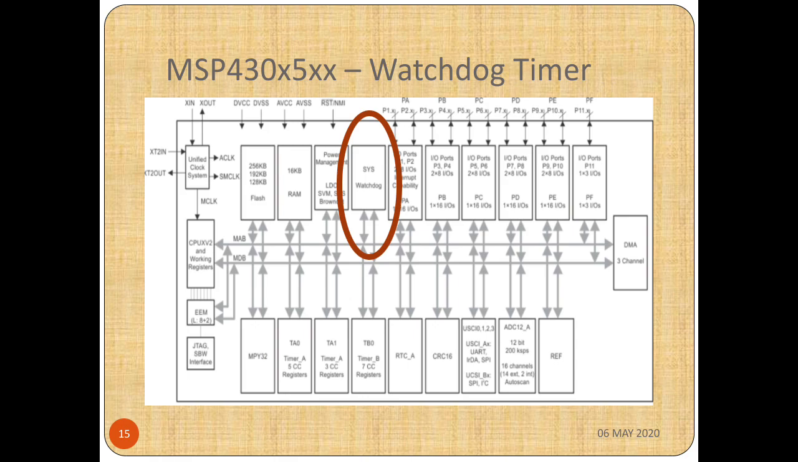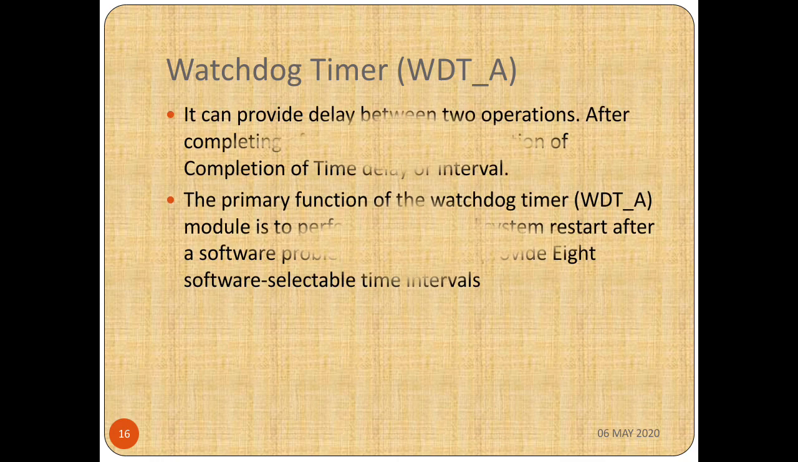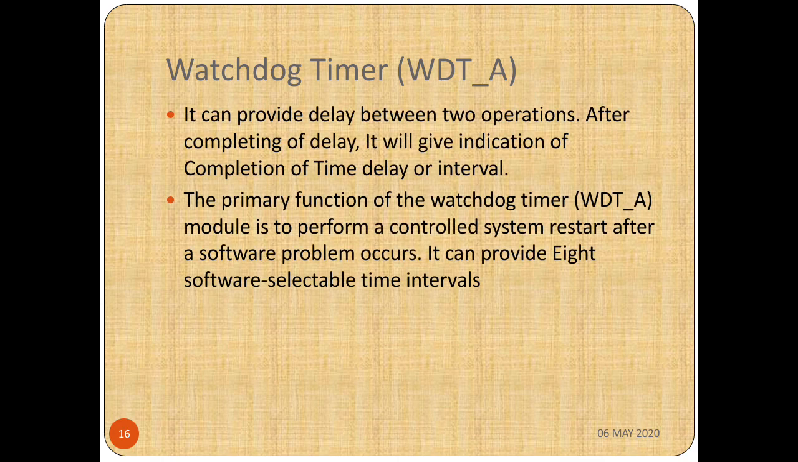The next is the watchdog timer. The watchdog timer is one which we can use for providing time periods and delays. After the time or interval completes, it gives an indication, and the indication is given by a buzzer or LED. The primary function of the watchdog timer is to perform a control system restart after a software problem. That means when the system is stuck, automatically after the completion of the interval, the computer will go for restart. Similarly here the processor will go for restart.